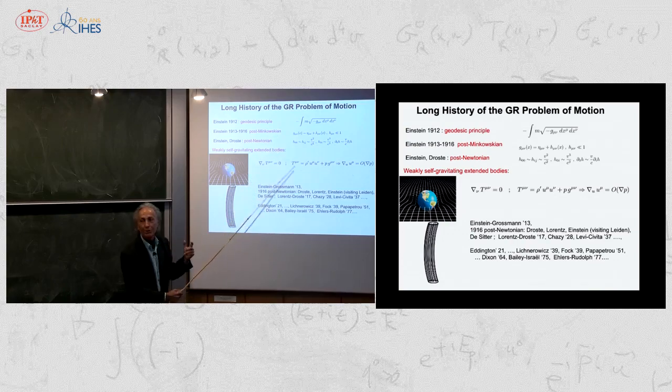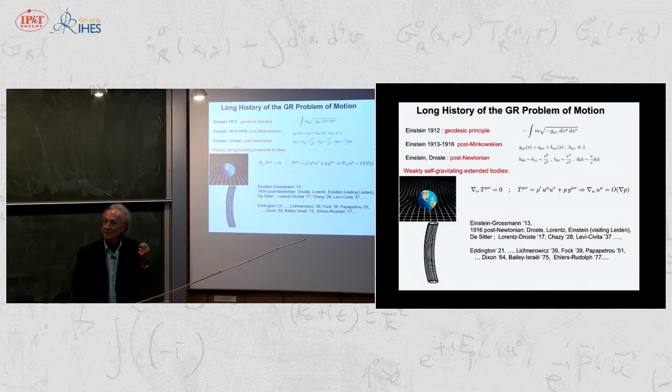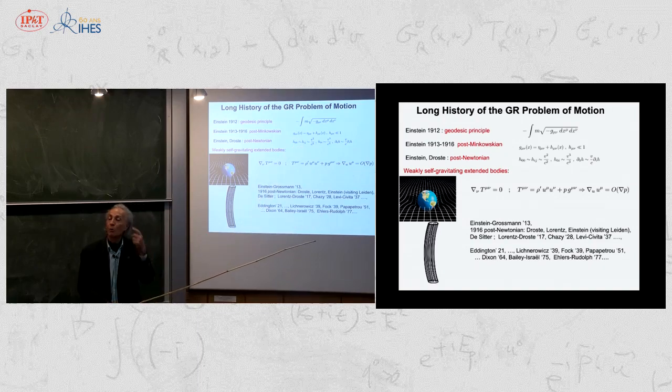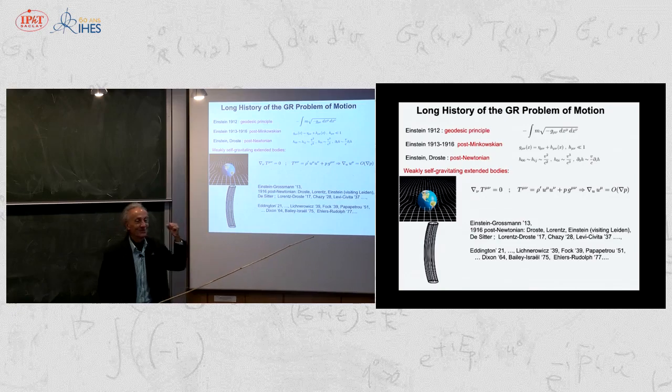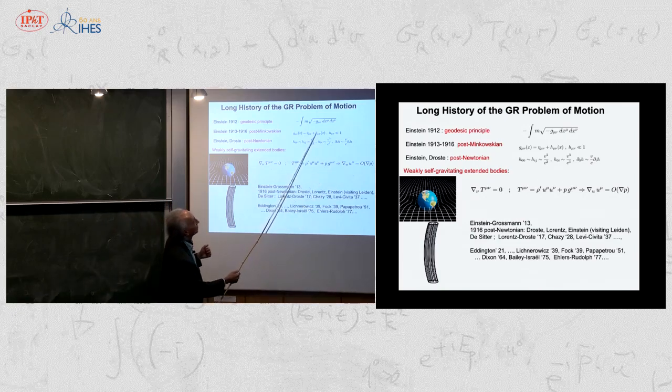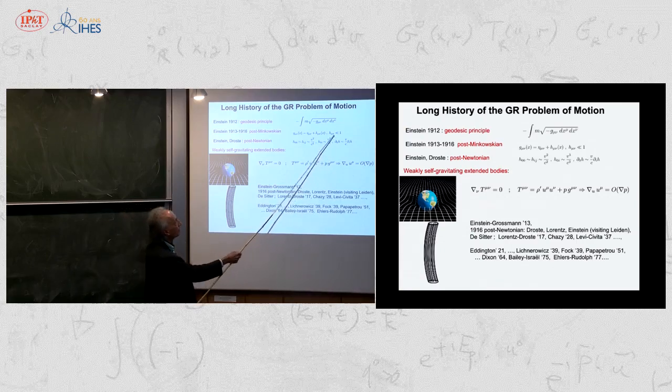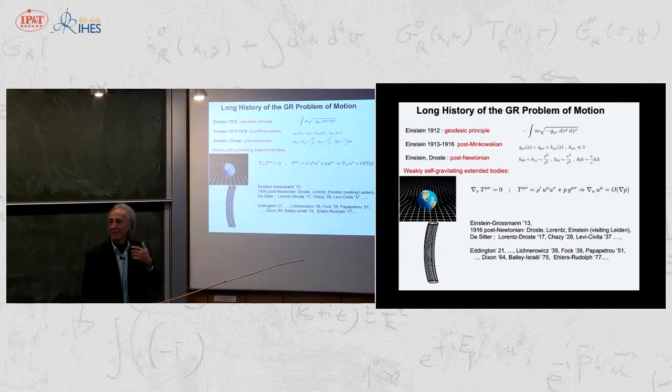The post-Minkowskian approximation method consists in saying you look for a solution of the Einstein equation where the metric g_μν is the Poincaré-Minkowski metric, η_μν, plus h_μν, a perturbation which is supposed to be small. The only thing you assume is that h_μν is small, and then you do a perturbation theory in the strength of the perturbation.